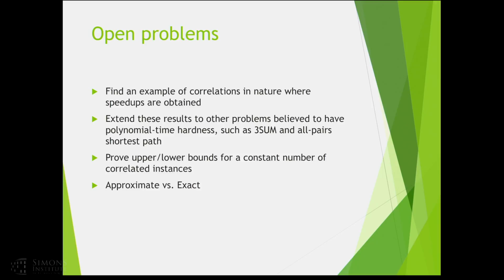So now we'll look at what's open. The question is, can we find an example in nature where these correlations give us speedups? In addition, can we extend these results to other problems with polynomial time hardness? There's a whole array of problems that we haven't looked at. And also, is log n correlated instances optimal here? That's a question that we don't know. And another area that seems interesting is whether we get different results if we want to ask for an approximate solution rather than an exact solution.